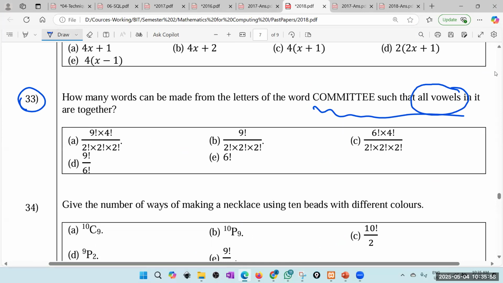So all vowels in it are together. Therefore, it's a little bit challenging yet, but now you can take all the vowels as one letter, all the vowels as one block. But these vowels can be swapped. Vowels can be swapped individually among them, but all the vowels must be sitting together in all your words.